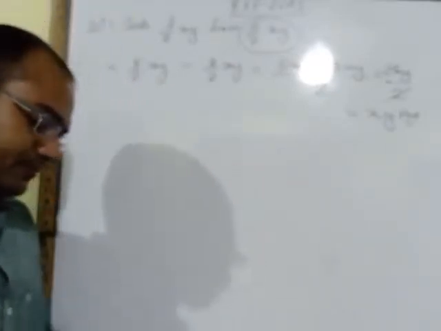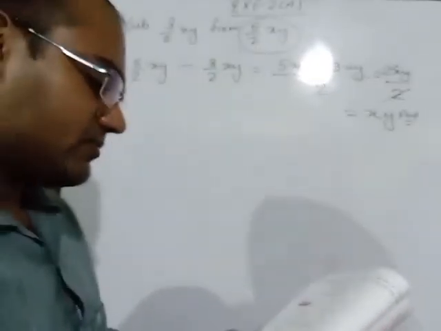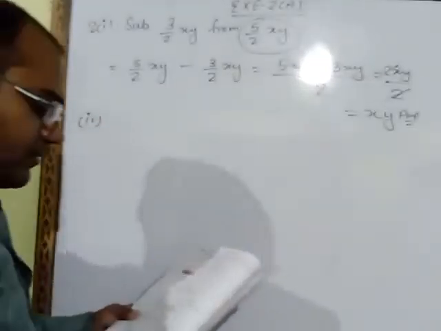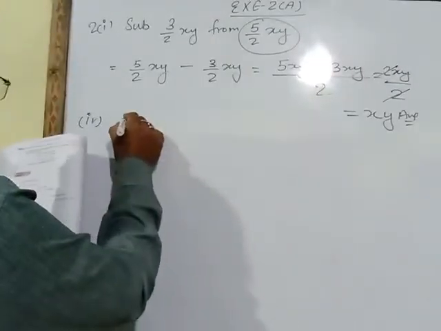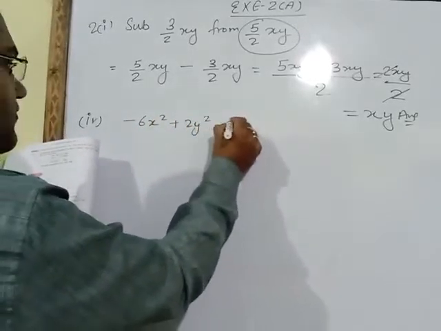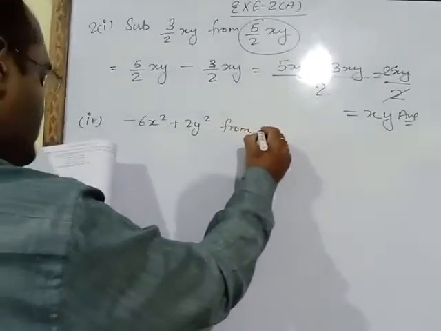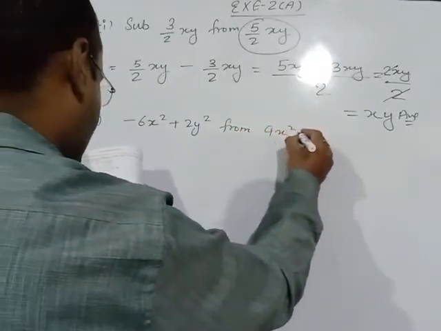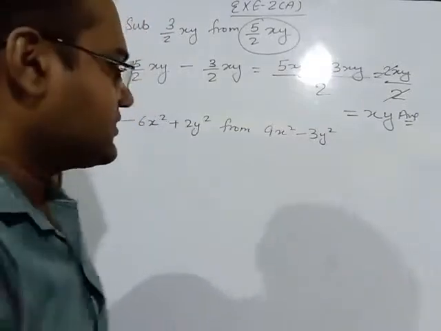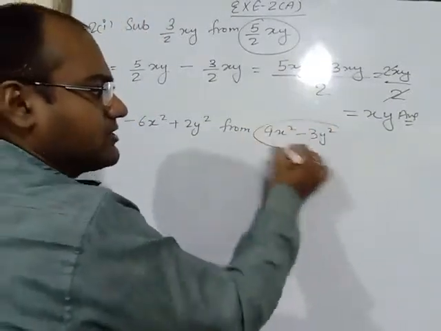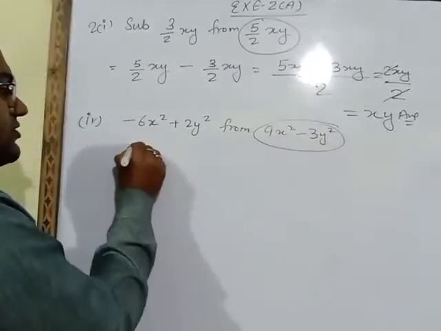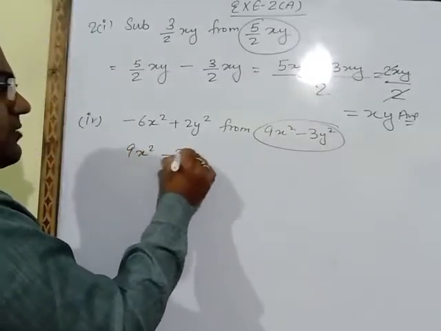Now second question, fourth part. Subtract minus 6x square plus 2y square from 9x square minus 3y square. So what is the rule? The number which is written after 'from', that means this full expression, we have to write first. This one we will write first of all: 9x square minus 3y square.